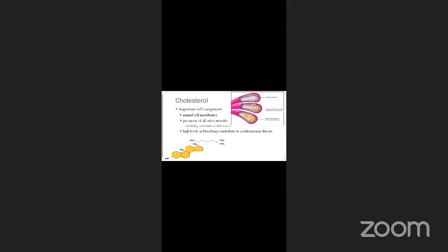Cholesterol is an important component of the cell. As I told you, it is present in the cell membranes, and it is also involved in vertebrate sex hormones. If it is present in a limited quantity, then that's fine. It has its own important functions. But if the concentration is more, it will block the blood vessels and can lead to cardiovascular diseases, that is heart diseases.